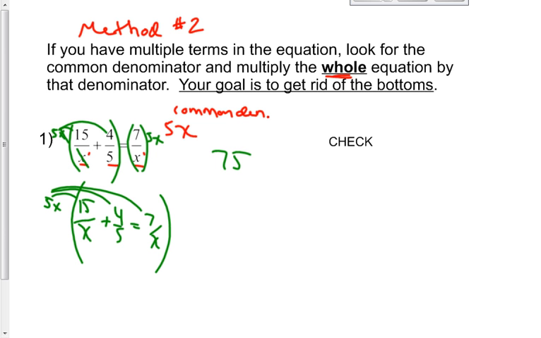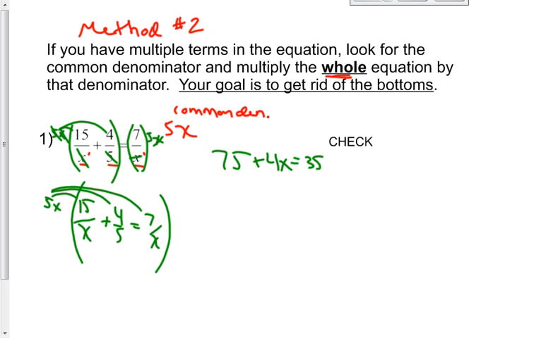5x times 4, but I'm dividing out the 5. So again, the 5 will disappear. I'm left with x times 4. That's 4x. And on this side, 5x times 7, but I'm dividing out the x. Leaves me with 7 times 5, 35. And now we have a simple equation that we can solve.